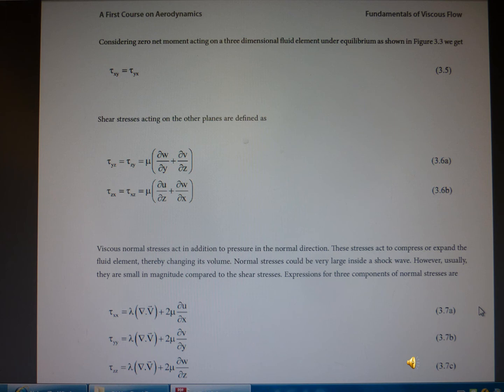Imagine τ_xx as we have λ ∂V plus 2μ ∂U/∂x, τ_yy by the way, τ_xx as we have λ ∂V plus 2μ ∂U/∂x. And now we have τ_yy equal to λ ∂V plus 2μ ∂V/∂y, and τ_zz is equal to λ ∂V plus 2μ ∂W/∂z.